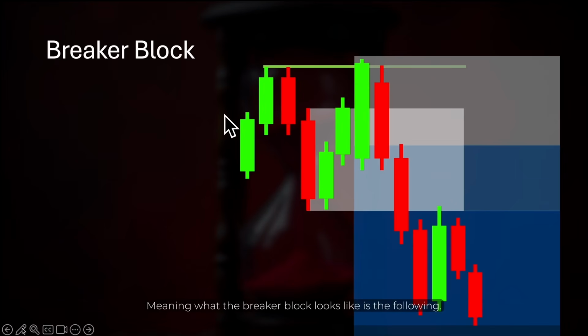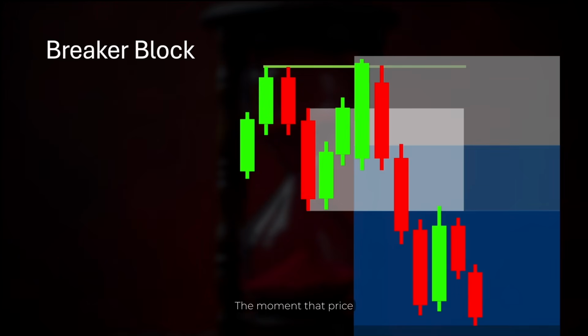Meaning, what the breaker block looks like is the following. What I would like to see is that the market expands towards the upside and we see a high get created. A retracement occurs and we then see the market create a higher high. When the market then displaces below this low, which set up the creation of that higher high, we are waiting for the market to retrace back into that low, into that down close candle, because that is our bearish breaker.